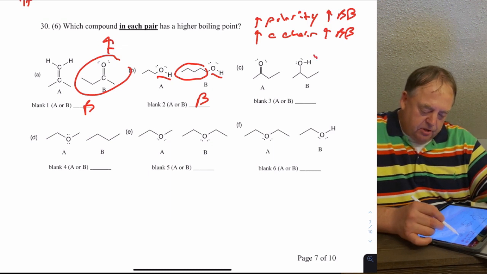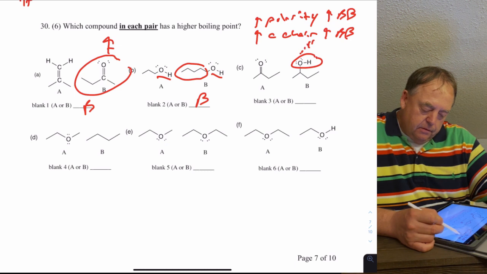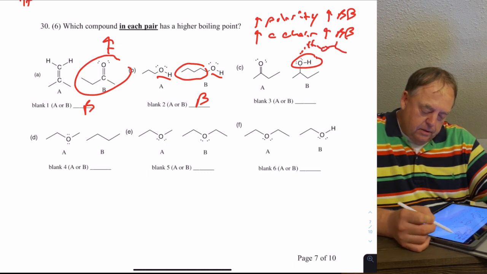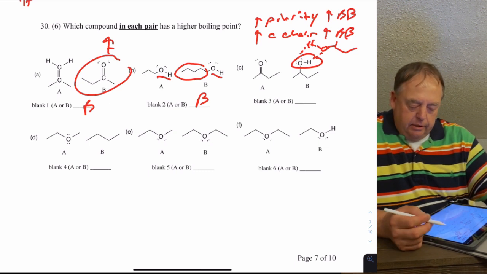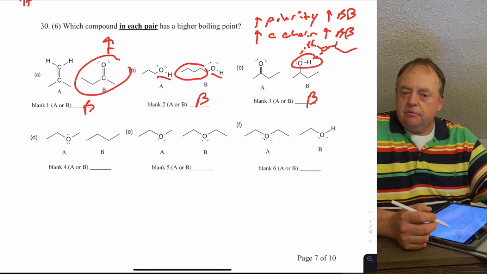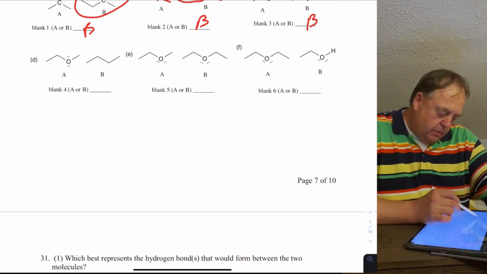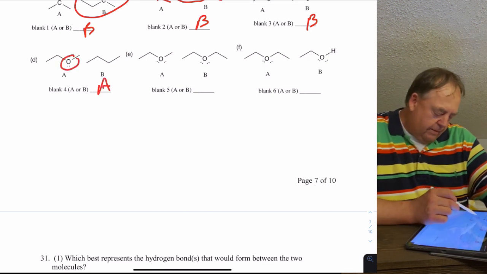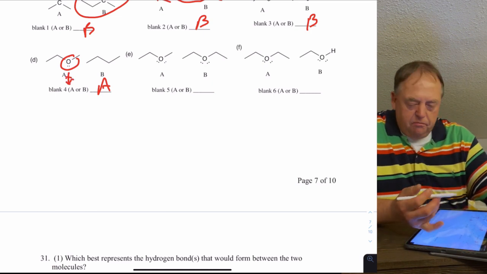For C, this is more polar. It can make hydrogen bonds to itself. Two of those molecules can hydrogen bond to each other, and so that's going to increase its boiling point. So B is going to have the highest boiling point. And for D, this molecule is more polar, so it's going to have the higher boiling point. That molecule has a dipole. It can't hydrogen bond to itself, but it does have a dipole.